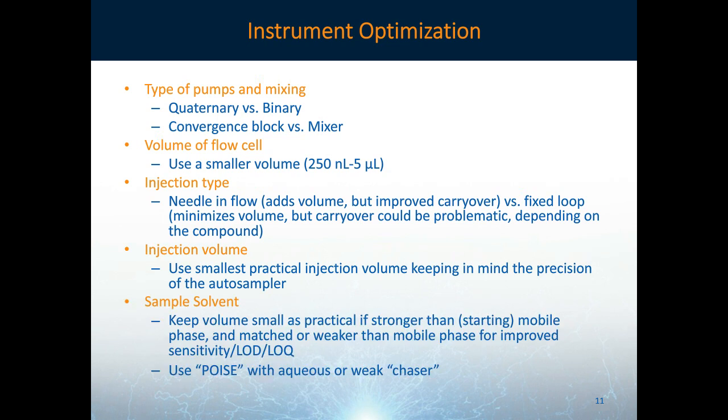And then in terms of sample solvent, you want to keep the volume as small as practical if you're using a stronger solvent than your starting mobile phase, and then you want to match it. Generally, you want to match the sample solvent or have it weaker for improved sensitivity, LOD, and LOQ. And then if you have an injector program, you can use a pause, which would be with an aqueous or a weak chaser.